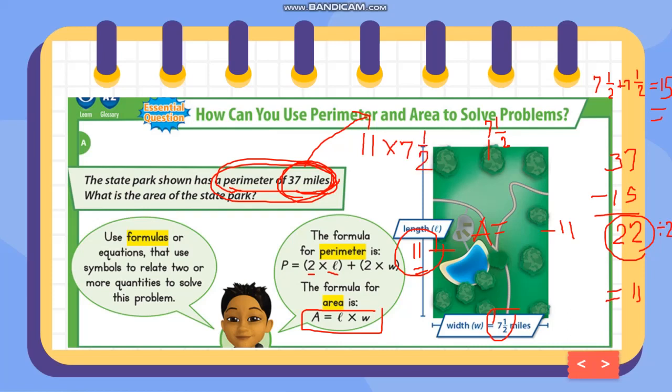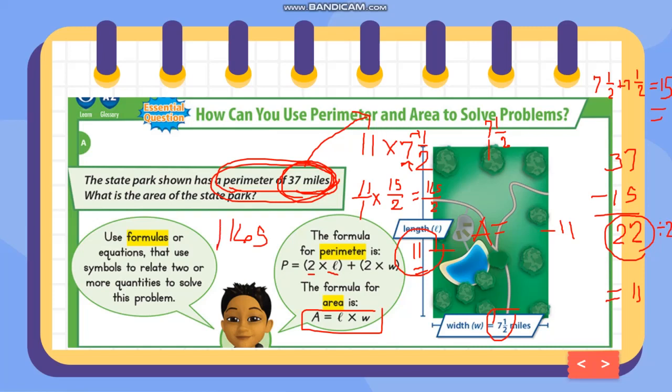How to multiply? If it is a whole number, always put it over 1. If it is a mixed number, change it into an improper fraction. Or you can multiply 11 by 7, then 11 by 1/2, then add the answers. This is my way: 7 multiplied by 2 is 14, plus 1 is 15 over 2. Now what is 11 multiplied by 15? That is 165. And you have 1 times 2, which is 2. So what is 165 divided by 2?